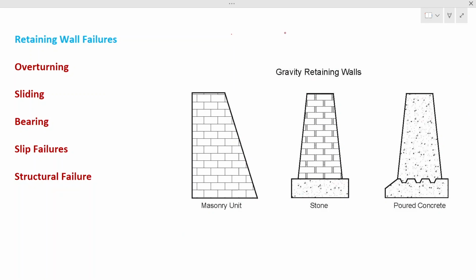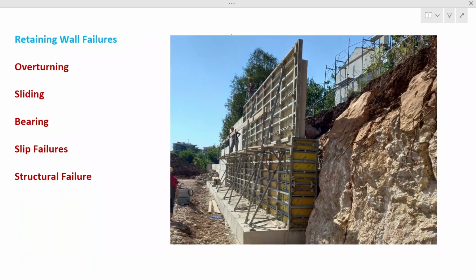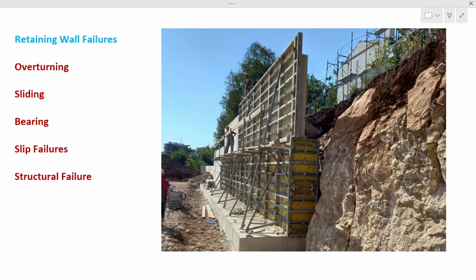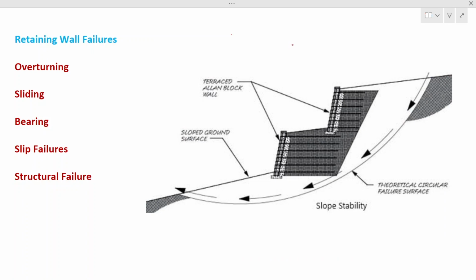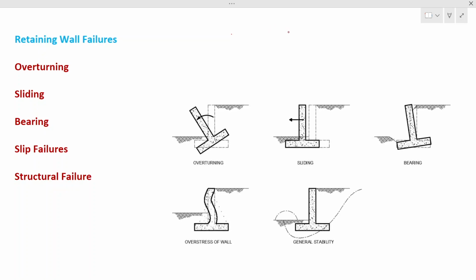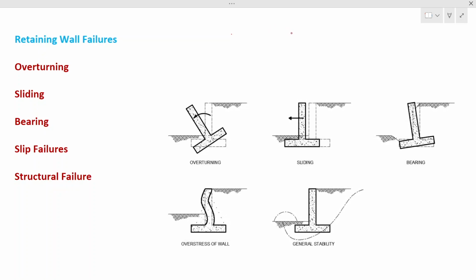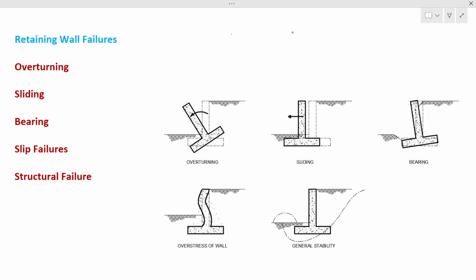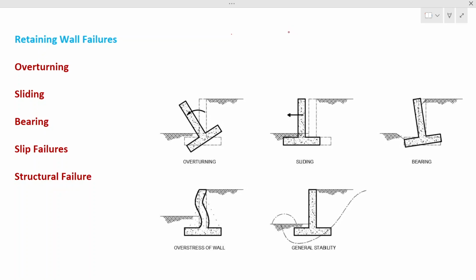When it comes to retaining walls, there are different types: small retaining walls, large retaining walls, mass concrete retaining walls, reinforced concrete retaining walls, and gravity retaining walls like mass concrete, as I mentioned. So we are going to discuss all those types of retaining walls and the basic, most common types of failures today.